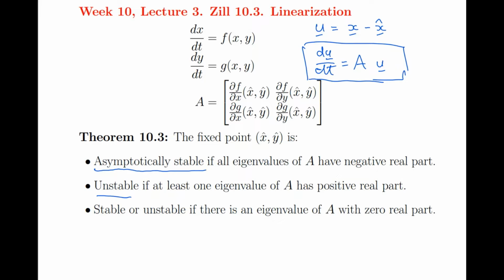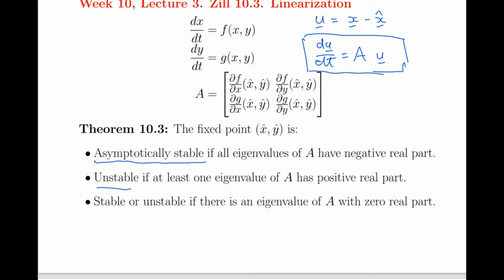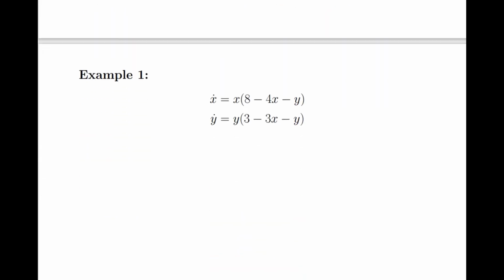So the tricky case is what happens when you have an eigenvalue with 0 real part, so either equal to 0 or pure imaginary, sitting on the imaginary axis. Unfortunately, this theorem doesn't tell you anything. It just says the fixed point could be stable or unstable. In other words, all bets are off. It's basically much more difficult to tell in that case. So let's explore this through an example. It's the same example we did last time.